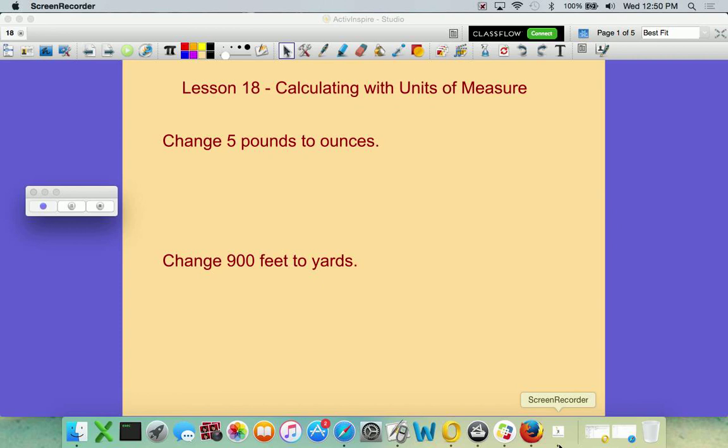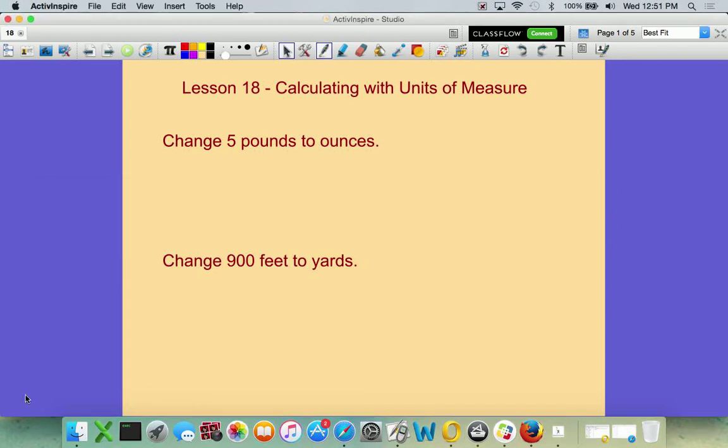Let's talk about calculating with units of measure. What that really means is we are changing from one label to another label. So like this one is saying we need to change pounds to ounces. Well, to do this, what I would like to see is I would like you to follow the following format here.